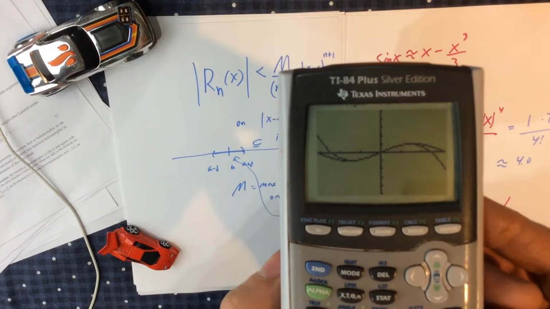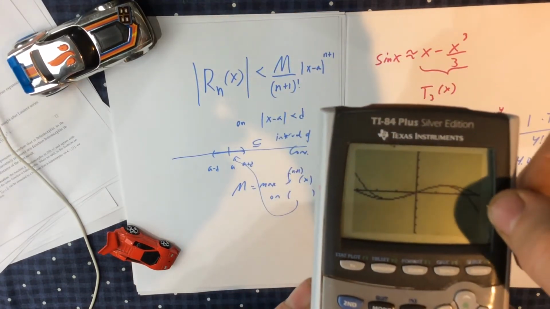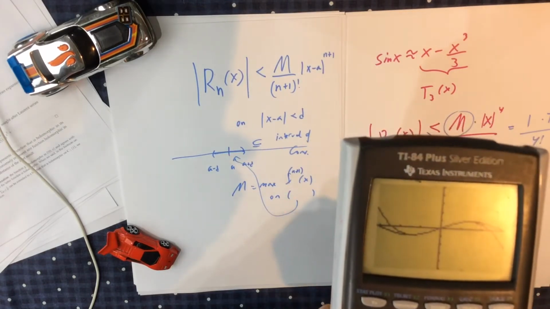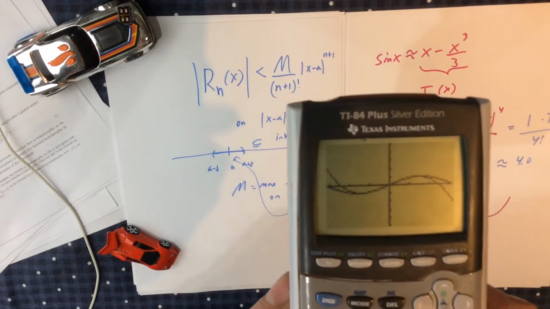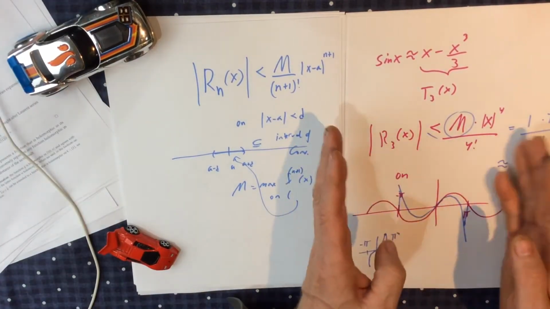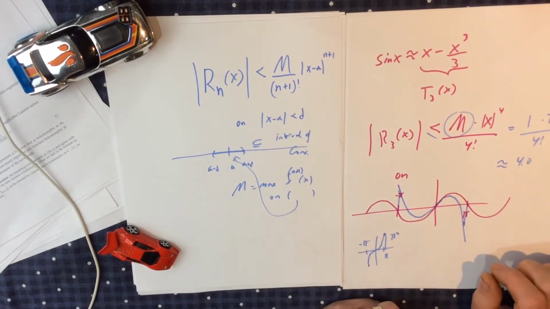I see the sine wave, and I see that, wow, it's really accurate in there. It's only getting bad out there, and it's actually not as bad as it says. It only seems to be off by at most 2. In other words, this is a theoretical bound. It's actually much more accurate than that, but it's still not very good out there.